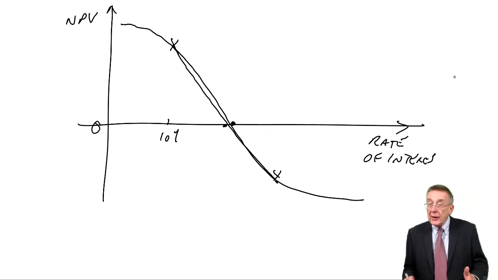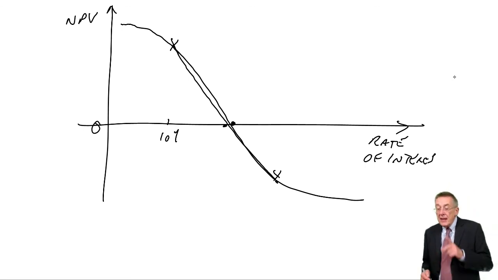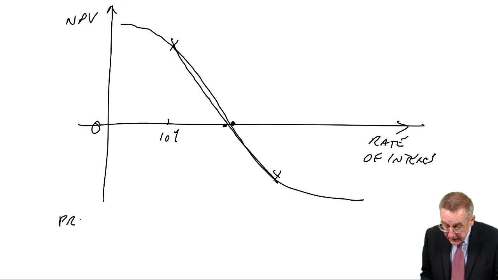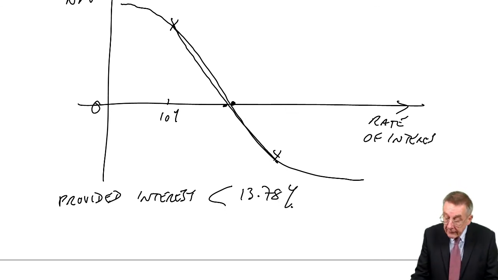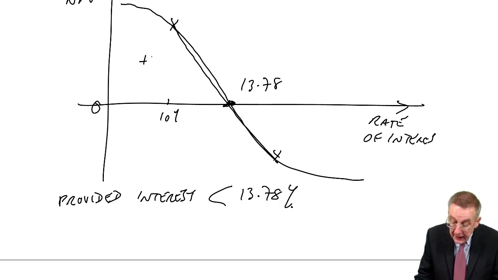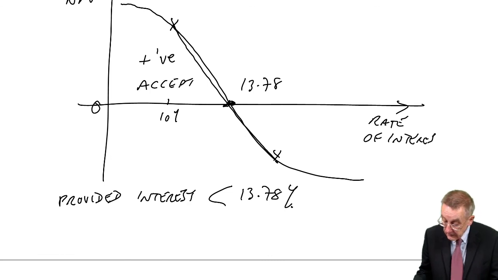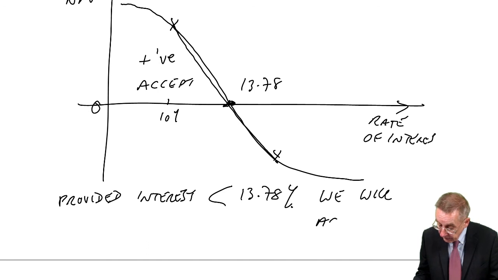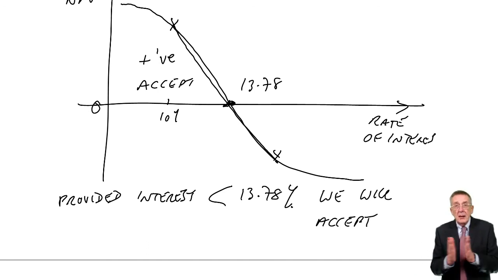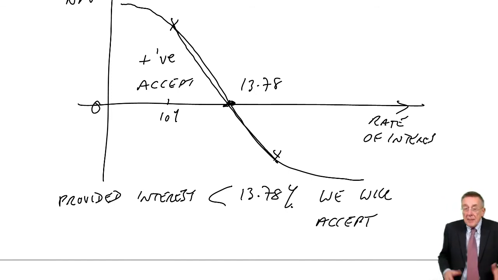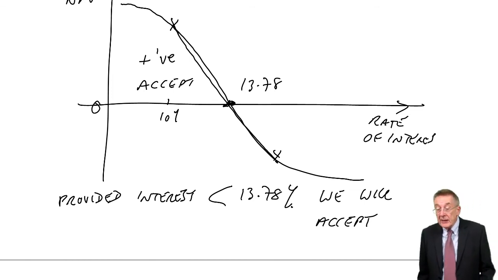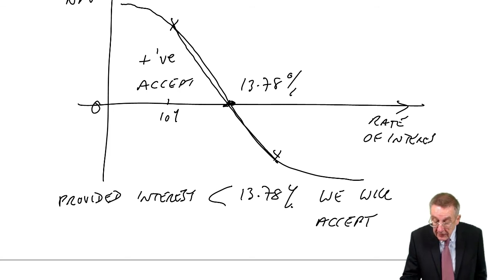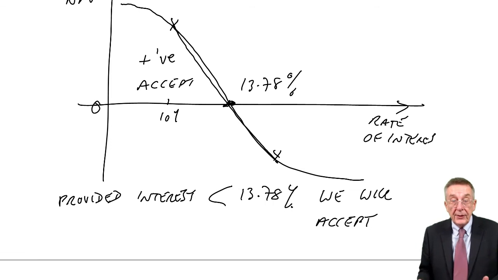Finally, the relevance of it. I said in our example, we thought the cost of money was 10% and we would accept. But in fact, we now know that provided interest is less than 13.78%, the NPV will be positive, and we'll accept. And so it does give us what we might call a margin for error. We think it's 10%. We might be wrong. What happens if it's 11%? What happens if it's 12%? We're okay, provided the rate of interest is less than 13.78, because the net present value will be positive. We're only scared if there's any chance it's more than 13.78.